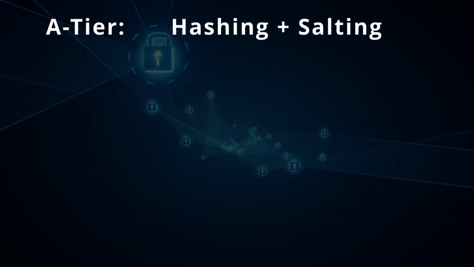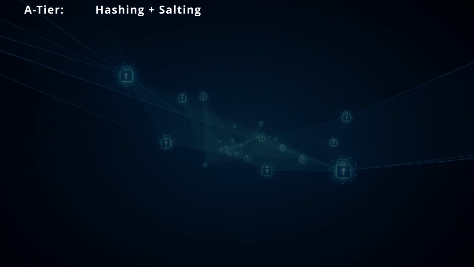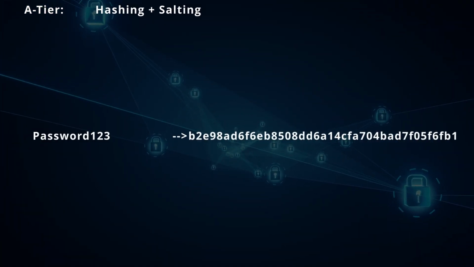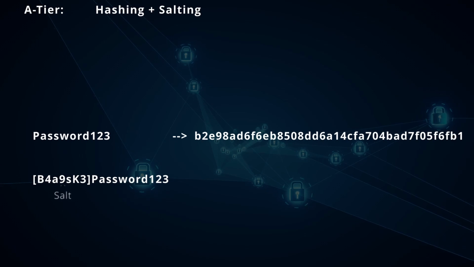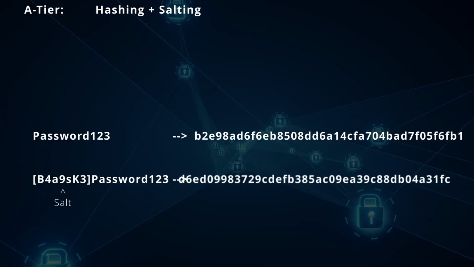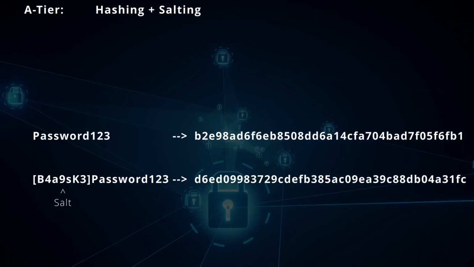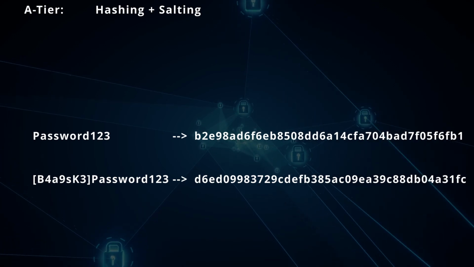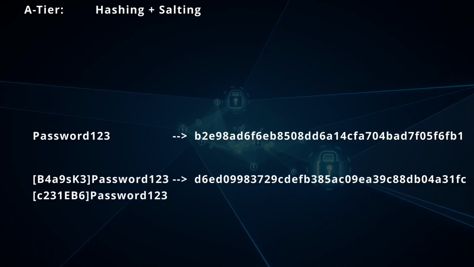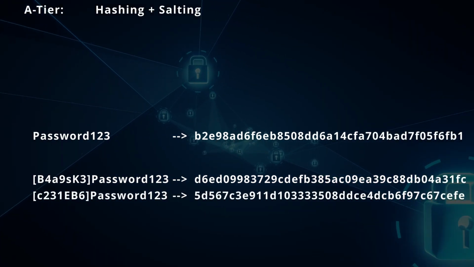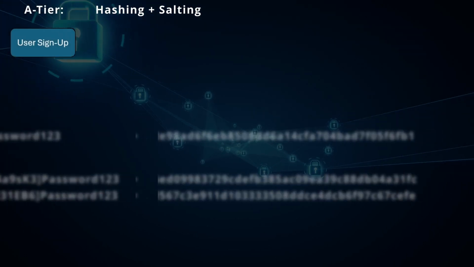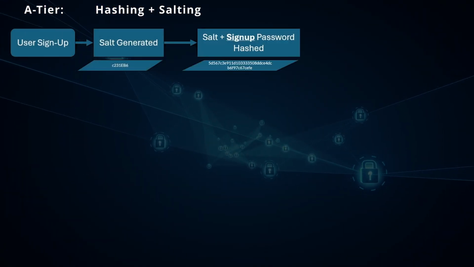A-tier, hashing and salting. This is where things get good. Salting means adding a random string to the password before it's hashed. So password 123 becomes something like B4A9SK3 password 123. This ensures that even if 2 people use the same password, the hashes are different. When the user sets their password, the salt is stored alongside the hash.